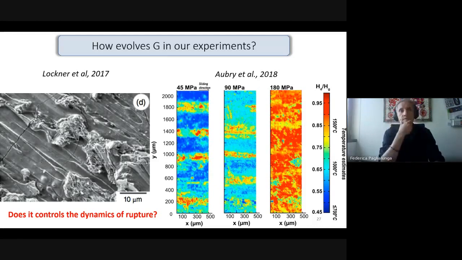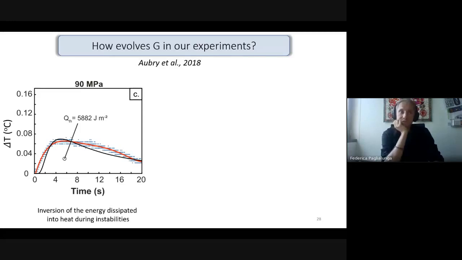So at the scale of our experiments, it looks like the value of the breakdown work is mostly a function of the rise in temperature and due to the amount of slip. And it's also something that we confirm, because using the evolution of the temperature at a given distance from the interface during these experiments, we were able, by using numerical calculations, to invert the amount of energy dissipated into heat. And so here you can see one of the results obtained.